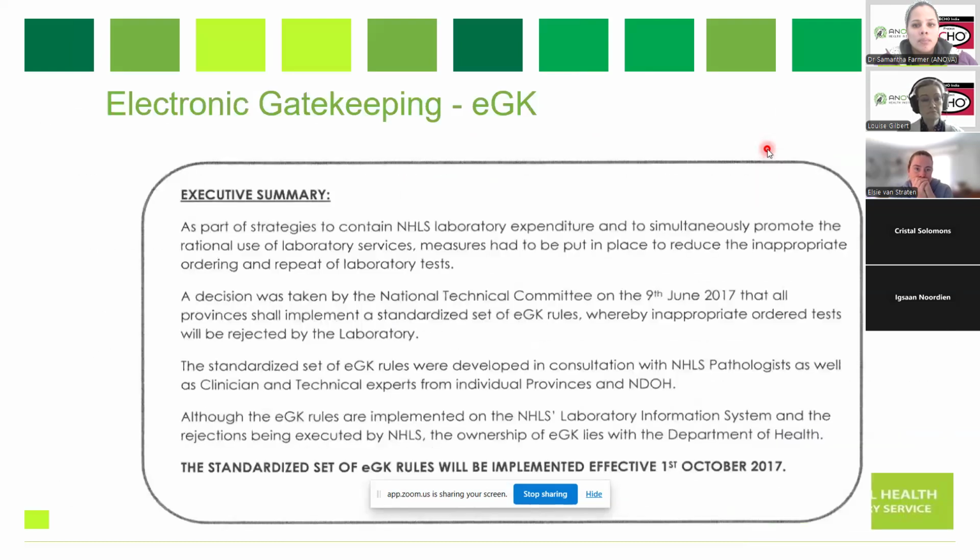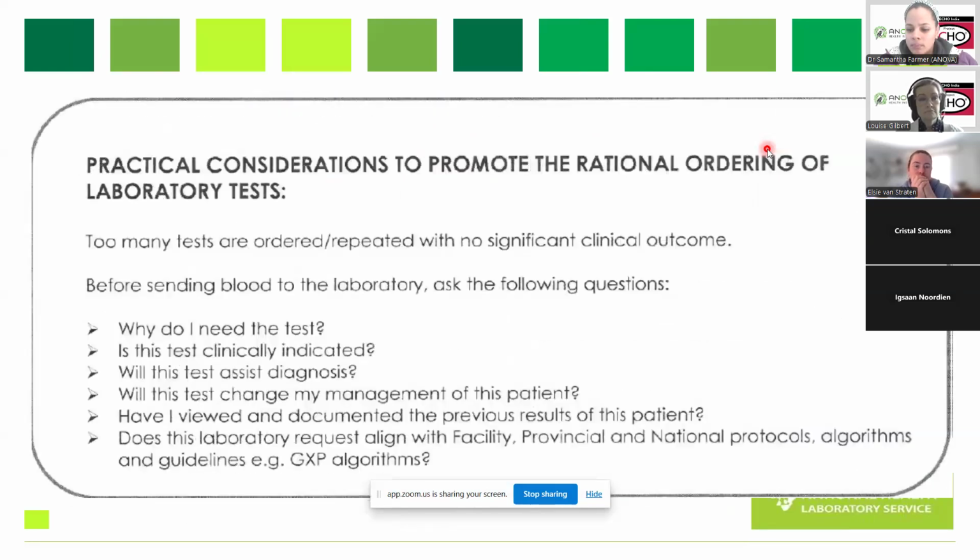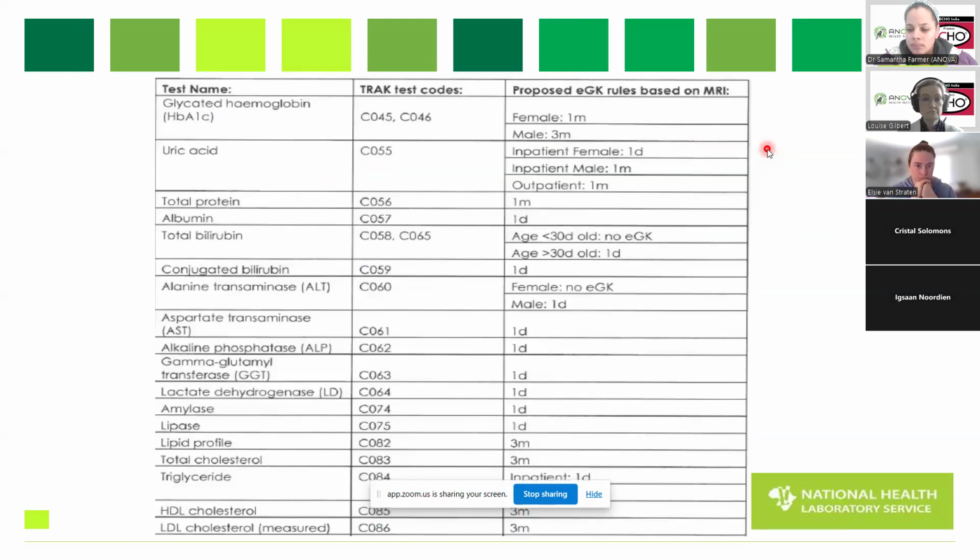In an instance where you wanted to do a test, and you have looked back and seen that the test is going to be rejected based on the time period, but clinically the patient needs it. Let's take, for want of a better example, glycated hemoglobin. You've done a good clinical study and you think glycated hemoglobin needs to be done, but three months hasn't passed in terms of the interval.